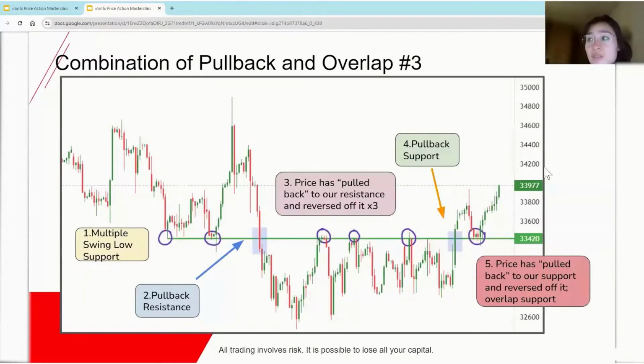Okay, another example. Here there are multiple swing lows in line at the 33420 level. And once price breaks this level, it then becomes a pullback resistance. We can see price has tested this level 3 times, making it a strong overlap resistance level. And we can see price surpass this level again to become a pullback support. Lastly, it tested this level and bounced off of it, becoming an overlap support.